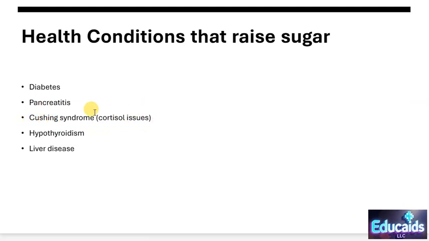Cushing's syndrome. Now, we don't see this very often. It's not a common condition, but it has to do with your adrenal glands, and it has a lot to do with cortisol levels in your body. And cortisol levels raise your blood sugar. And then also hypothyroidism and liver disease.